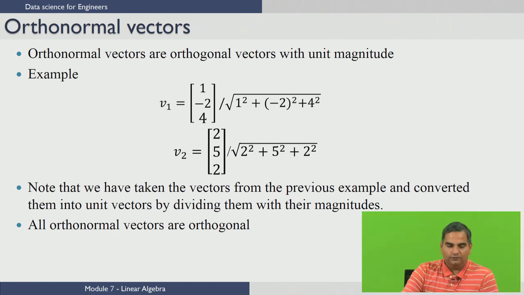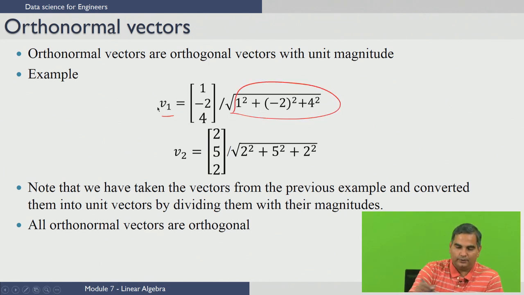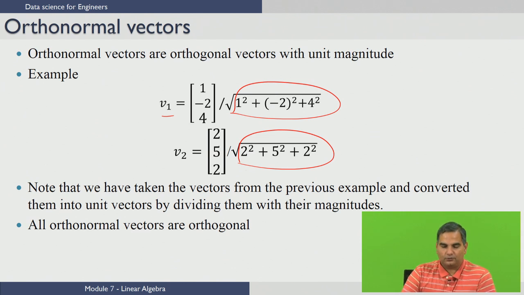Now, take the same two vectors which are orthogonal to each other, and you know that when I take a dot product between these two vectors, it is going to go to 0. If I also impose the condition that I want each of these vectors to have unit magnitude, then what I could do is take this vector and divide it by its magnitude, which is root of 1 squared plus (-2) squared plus 4 squared. Similarly, I can take this vector and divide it by its magnitude, which is root of 2 squared plus 5 squared plus 2 squared. Now these two are unit vectors, and these unit vectors also turn out to be orthogonal to each other.